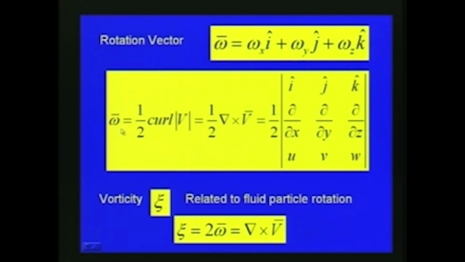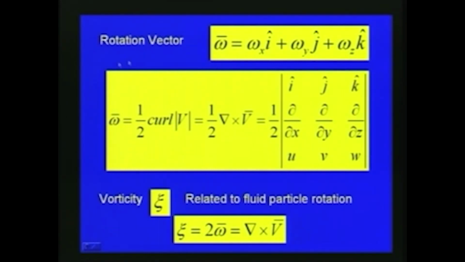So the rotation vector finally we can write as the half curl of the velocity vector, written like this. That is equal to half del cross v bar. So that is equal to half of, with respect to i, j, k, del by del x, del by del y, del by del z of u, v, w. So it can be written in this vectorial notation like this, and then the rotation vector can be written as a curl of the velocity vector like this.